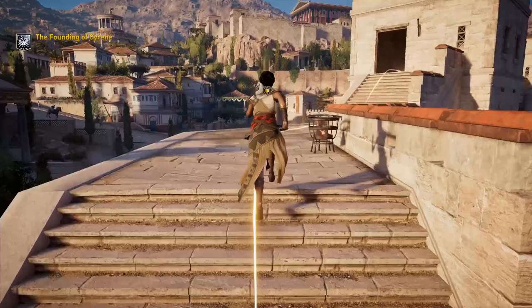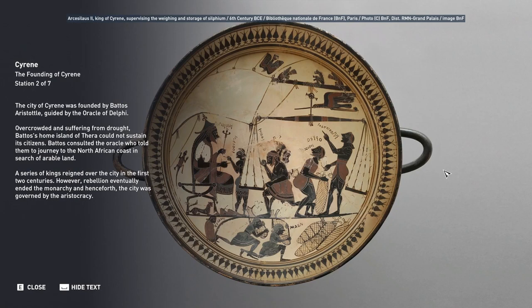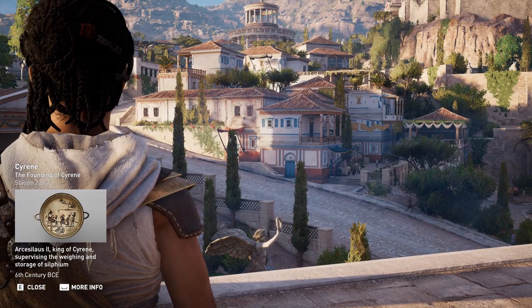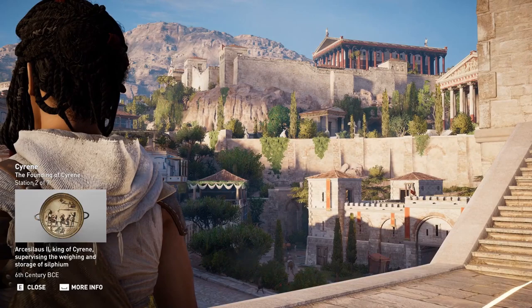The city of Cyrene was founded by Battus Aristotle, guided by the Oracle of Delphi. Overcrowded and suffering from drought, Battus's home island of Thera could not sustain its citizens. Battus consulted the oracle, who told them to journey to the North African coast in search of arable land.